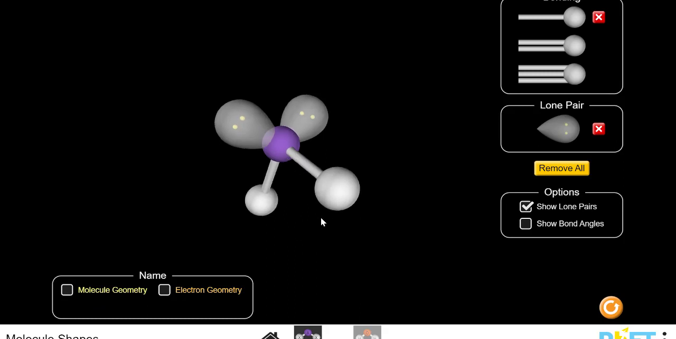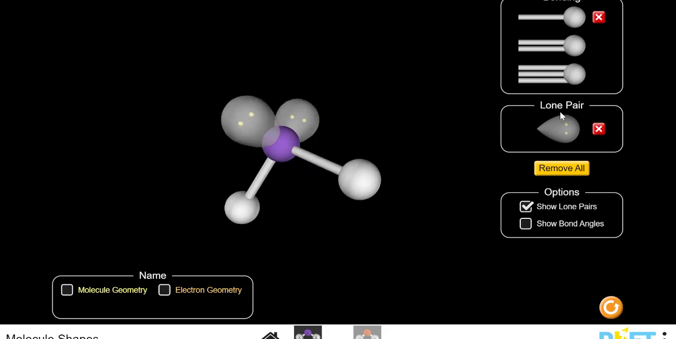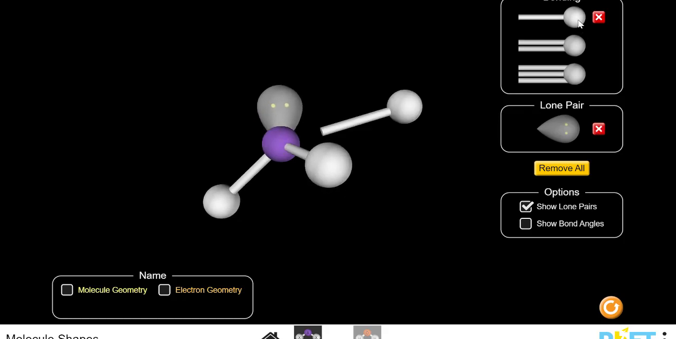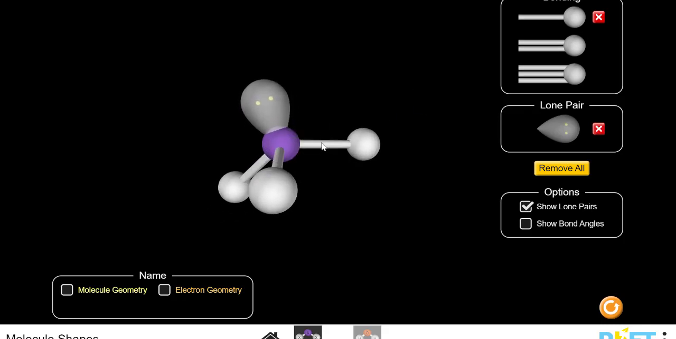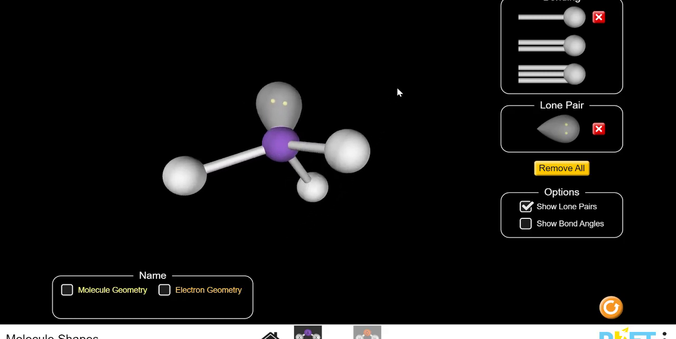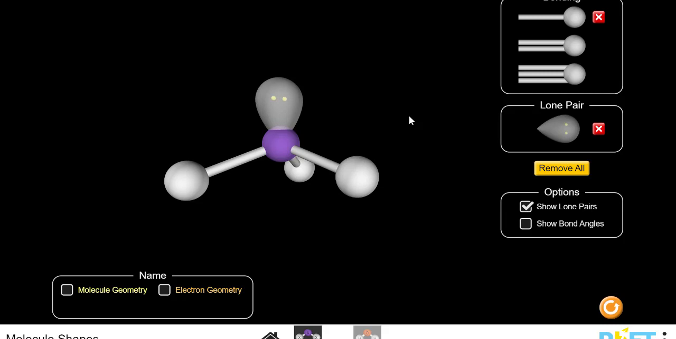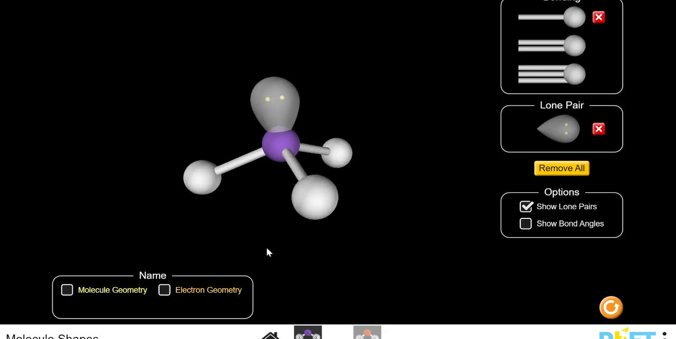To remove a lone pair, I just click on the red X. I can get rid of that. Maybe I want to toss in another single bond. What does this look like? Well, this is NH3, or ammonia, and we know this is 4 charge clouds, 3 bonds. And we know that's a trigonal pyramidal shape. Yep, and our guess is right.